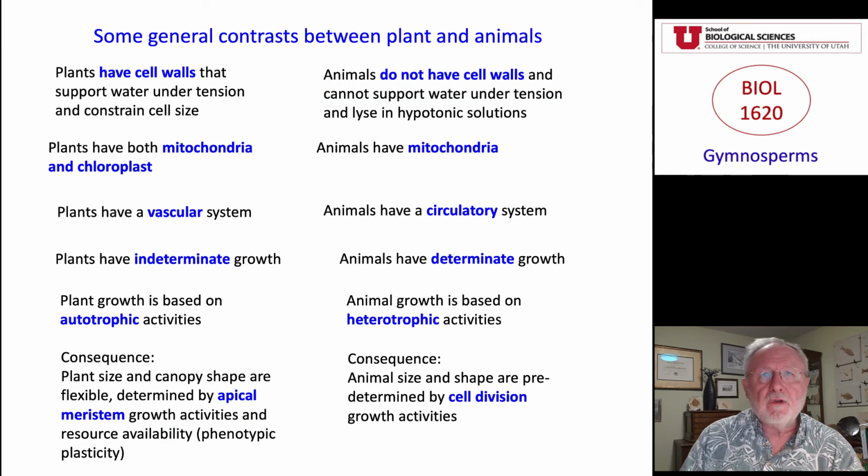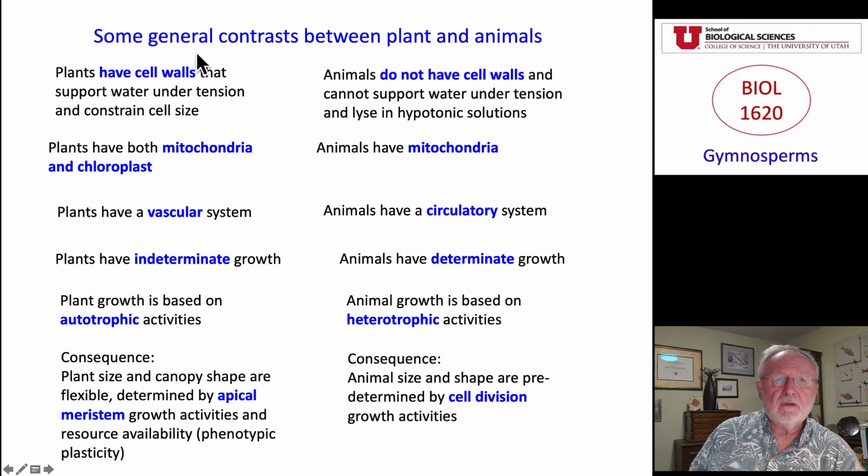At this point, it's useful for us to do some comparisons because we'll be finishing up our discussion of plants, and it's worthwhile pointing out that both plants and animals are derived systems in terms of the history and evolution of life on Earth, and they have several distinct differences. Plants, like archaea and bacteria, have cell walls. Animals do not have cell walls. They cannot support themselves under tension, and so they would lyse in a hypertonic or hypotonic solution, whereas that cell wall allows a plant to maintain structure under a variety of different hyper and hypotonic solutions.